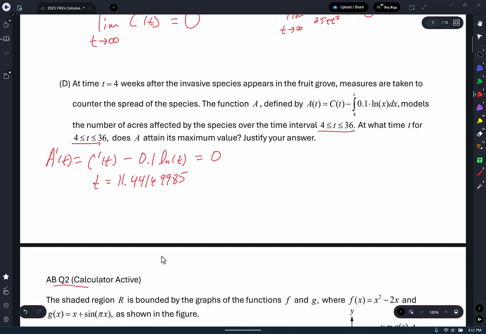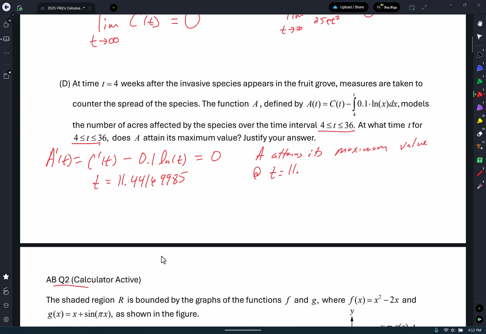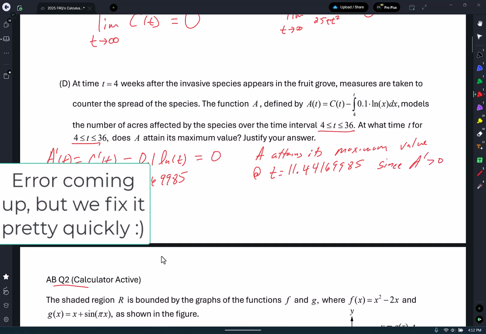You can always do a table if you want it, but I'm going to answer it like this. I'm going to say A attains its maximum value at t equals, sorry guys, I'm dying here with this heat, 11.44169985, since a prime is positive on 0 comma 11.44169985. You don't have to be this specific.